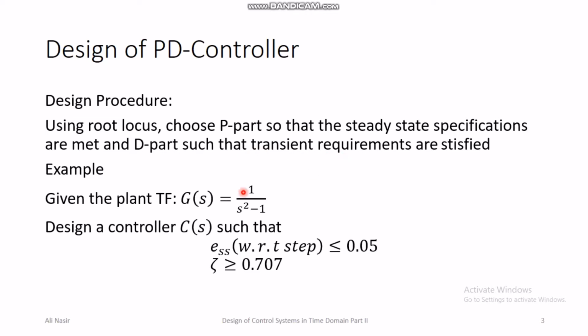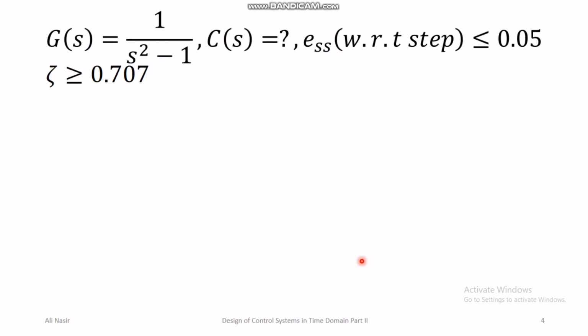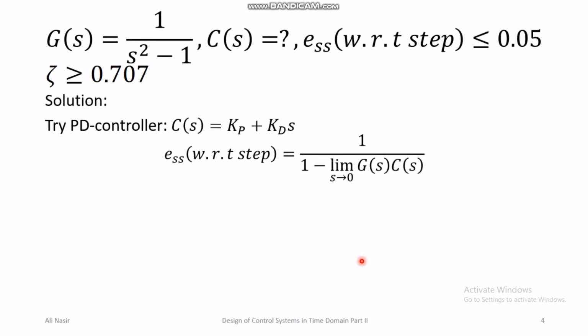And then we looked at an example of a second order system, s square plus 1. So there are two roots in the system at plus minus 1: one of the poles is at plus 1 and one of the poles is at minus 1. We need this system to be asymptotically stable with steady state error less than 0.05 and zeta greater than 0.07.